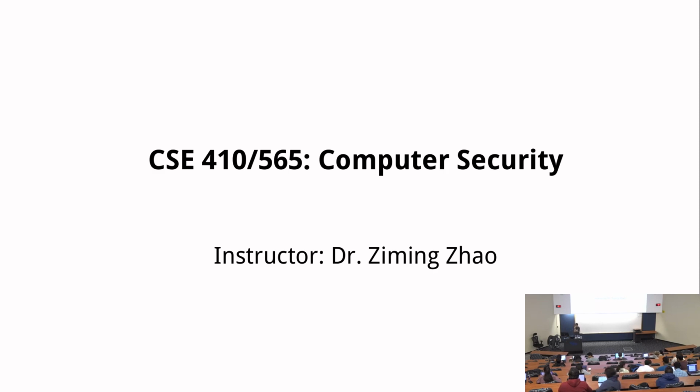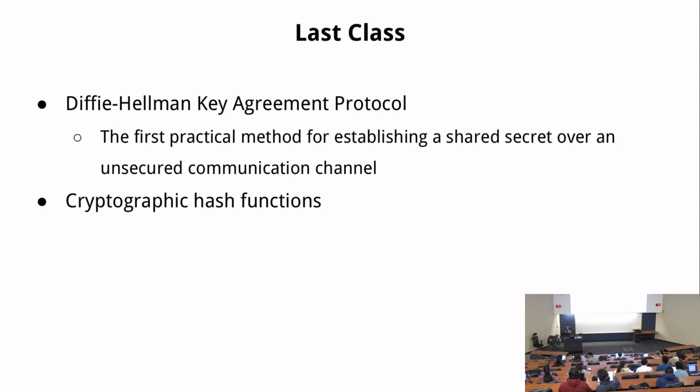Okay, so last class we talked about the Diffie-Hellman key agreement protocol, which is one of the first practical methods for establishing a secure secret over an unsecured communication channel. So this is a protocol we still use. Of course, in the class, we talk about the basic principle, the basic protocol. In the real world, we extend the protocol to solve some other issues.